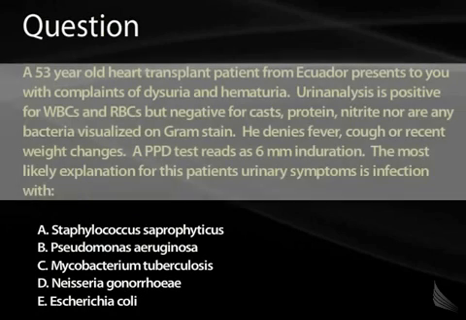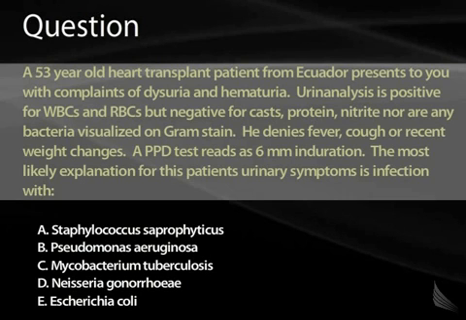Next question. A 53-year-old heart transplant patient from Ecuador presents to you with complaints of dysuria and hematuria. Urinalysis is positive for white blood cells and red blood cells, but negative for casts, protein, or nitrite, nor are any bacteria visualized on gram stain. He denies fever, cough, or recent weight changes. A PPD reads as 6 millimeters of induration. The most likely explanation for this patient's urinary symptom is infection with.